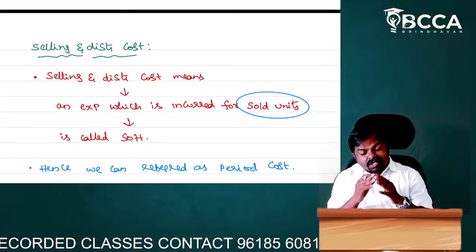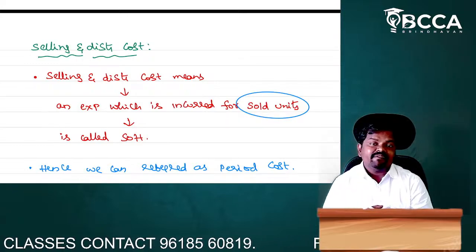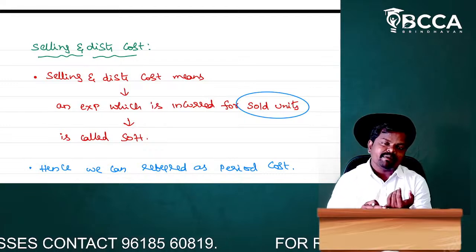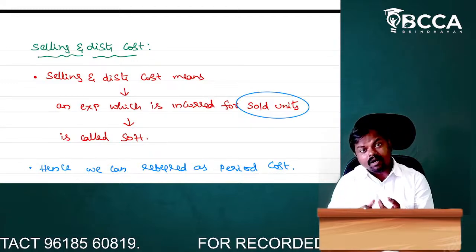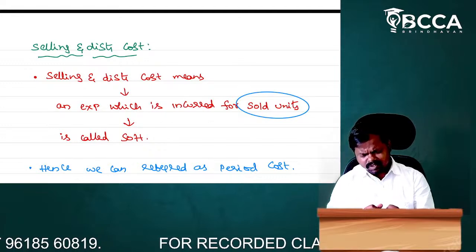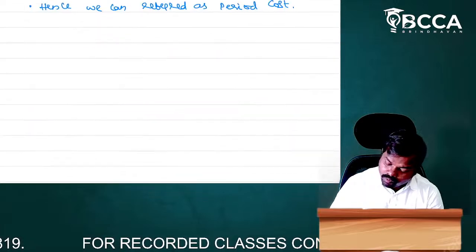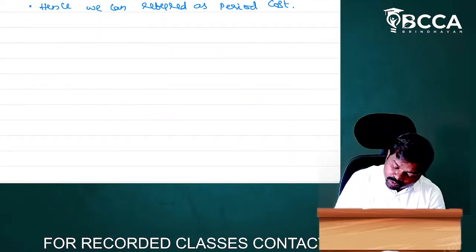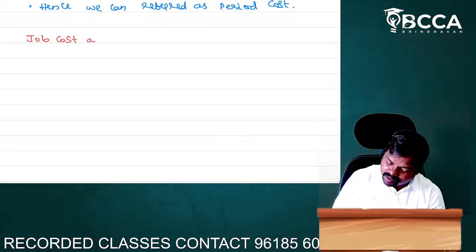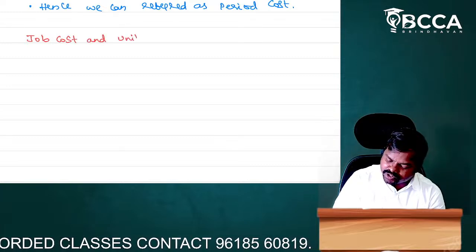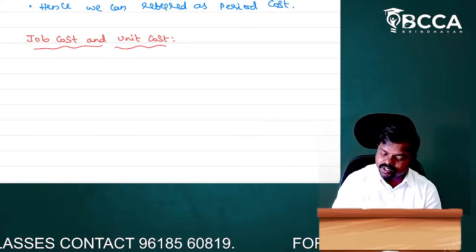Manufacturing cost classification for the purpose of valuation of closing stock and computation of profit. Number one, expired cost, unexpired cost, product cost, period cost, manufacturing cost, admin cost, selling and distribution cost. Now we have to discuss job cost and unit cost. Job cost and unit cost.